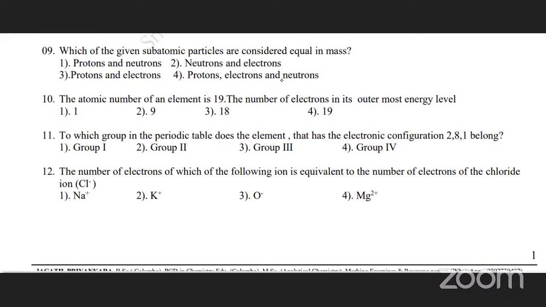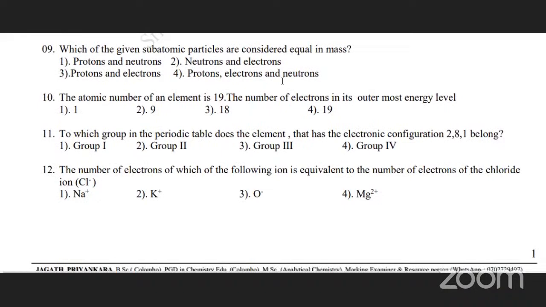Right. Then question number 9. Which of the given subatomic particles are considered equal in mass? I told you what is equal in mass: protons and neutrons. Answer is the first one. Electrons are not equal to the mass of protons and neutrons.